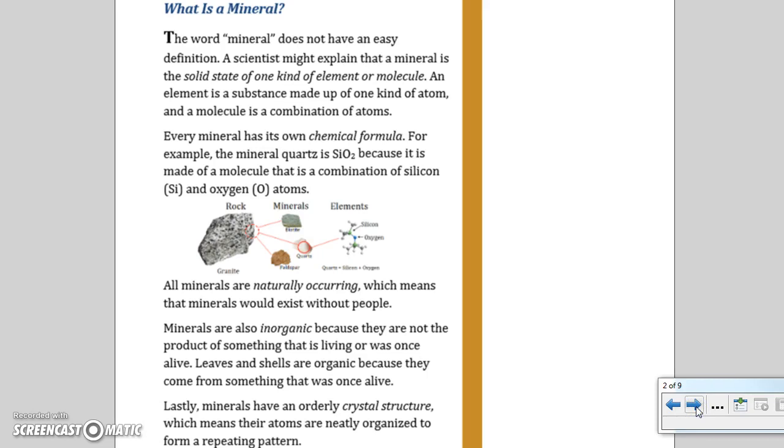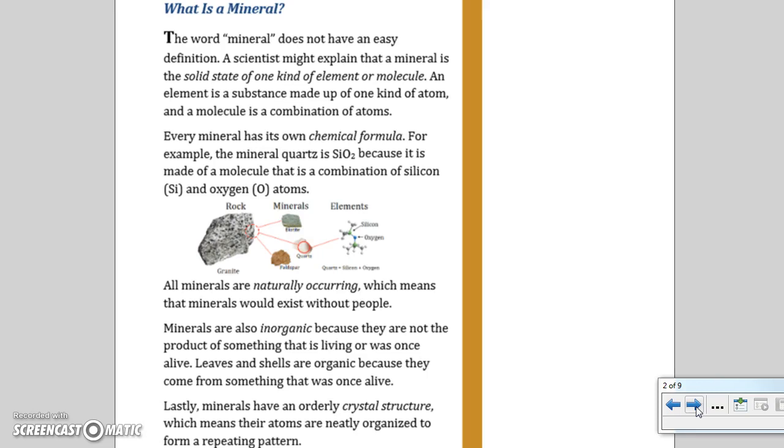What is a mineral? The word mineral does not have an easy definition. A scientist might explain that a mineral is a solid state of one kind of element or molecule. An element is a substance made up of one kind of atom, and a molecule is a combination of atoms. Every mineral has its own chemical formula. For example, the mineral quartz is SiO2 because it is made up of a molecule that is a combination of silicon and oxygen atoms.